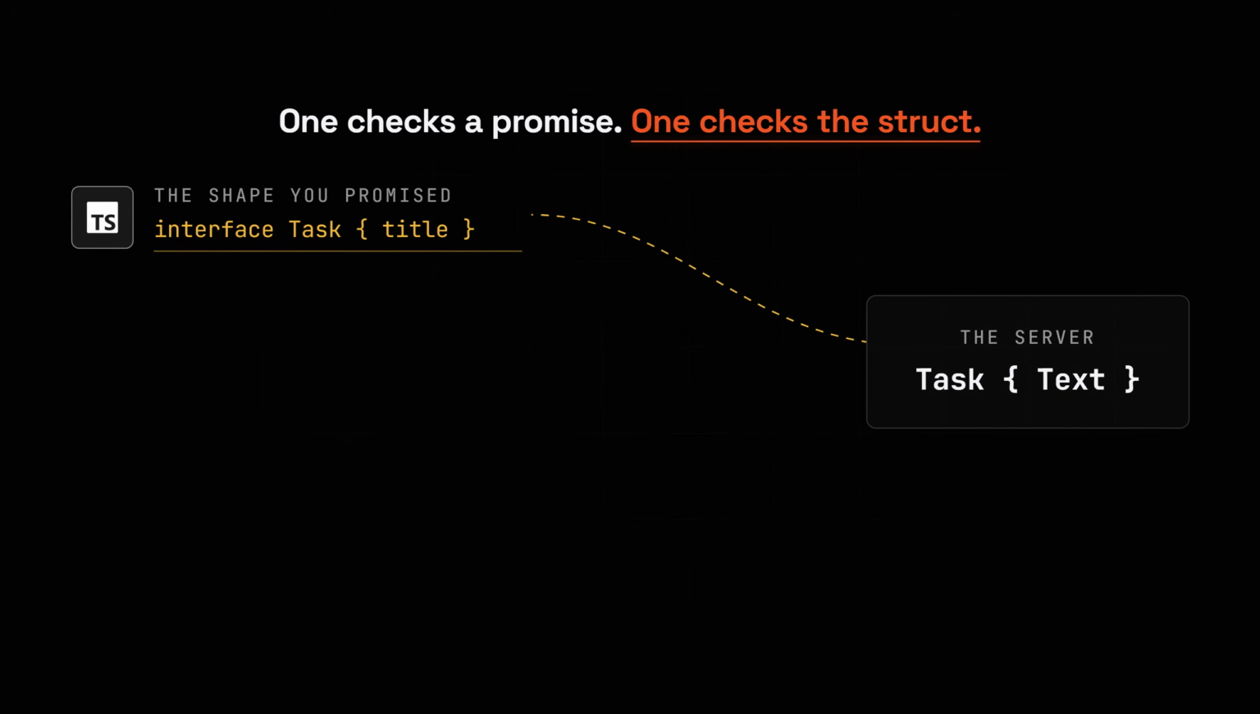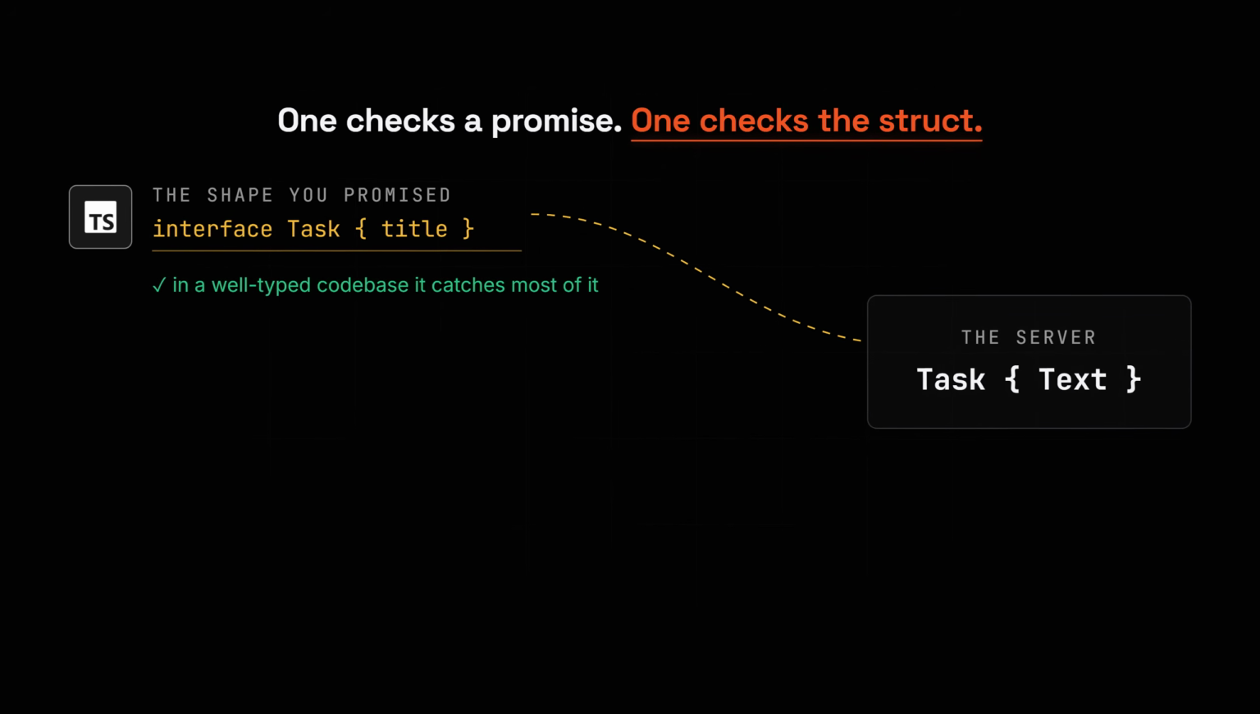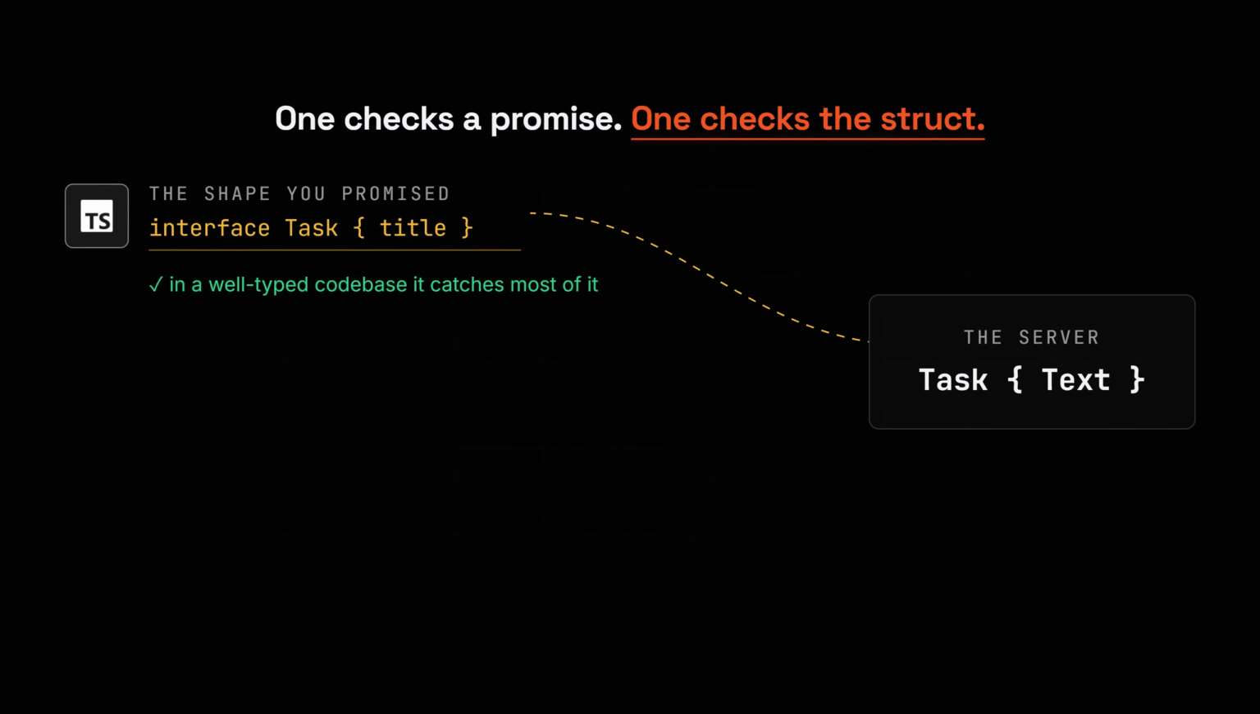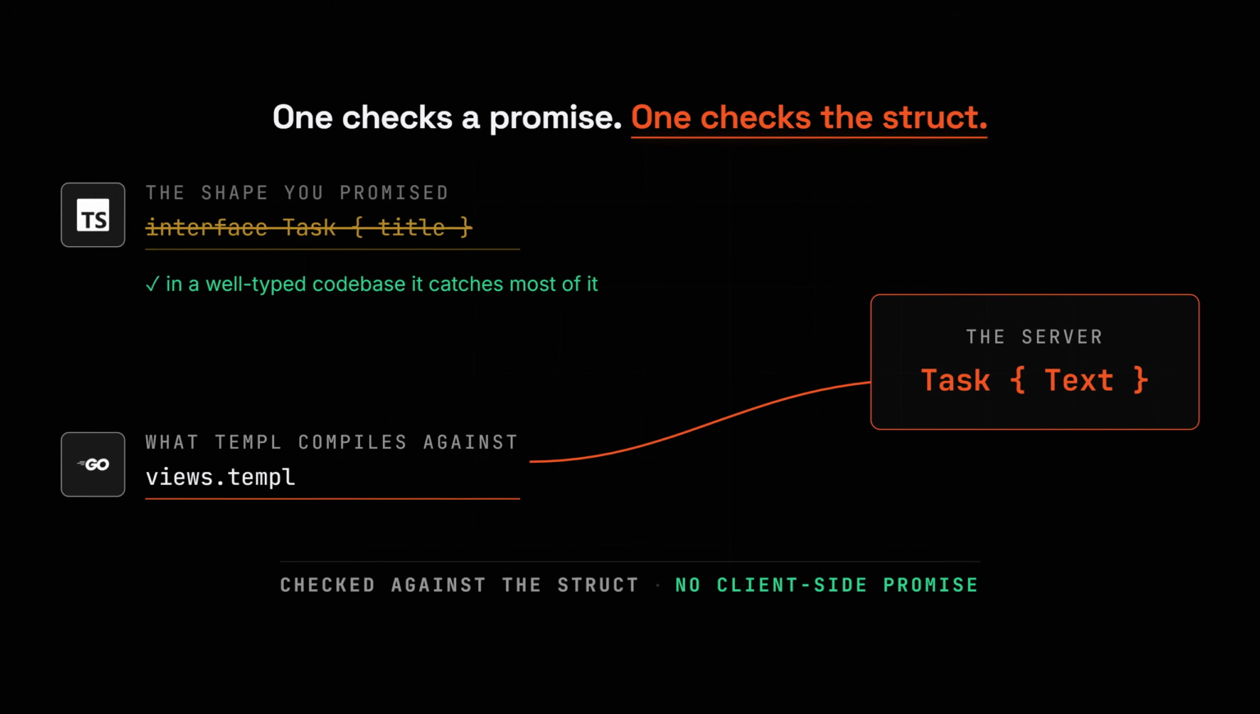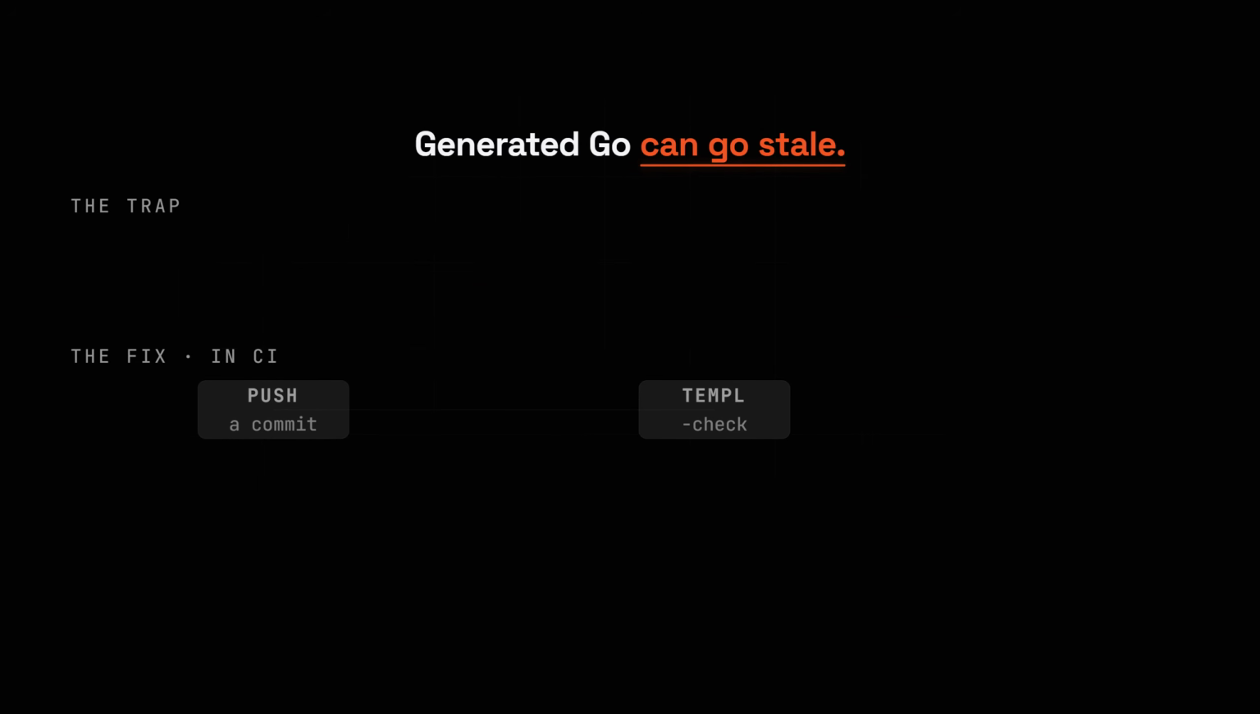TypeScript catches a lot of that, and I want to be fair. In a well-typed codebase, it catches most of it. But it checks against the shape you promised the server would send. Templ checks against the struct the server actually has. It deletes the promise.